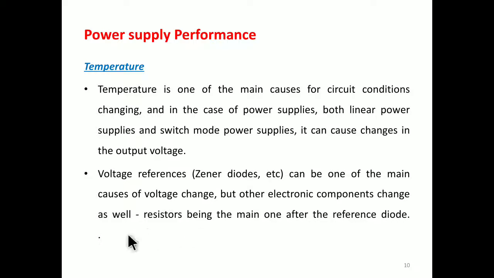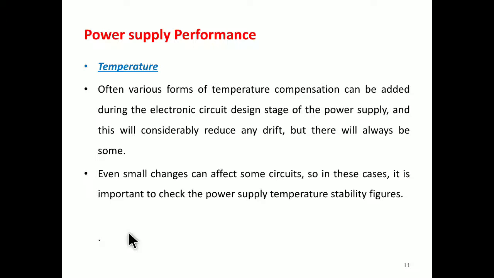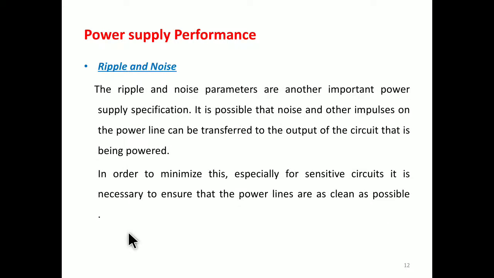Next one, ripple and noise. The ripple and noise parameters are another important power supply specification. It is possible that noise and other impulses on the power line can be transferred to the output of the circuit that is being powered. In order to minimize this, especially for sensitive circuits, it is necessary to ensure that power lines are as clean as possible. That is an important parameter in power supply performance.